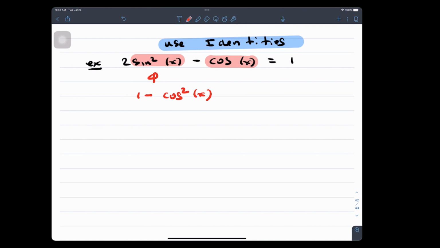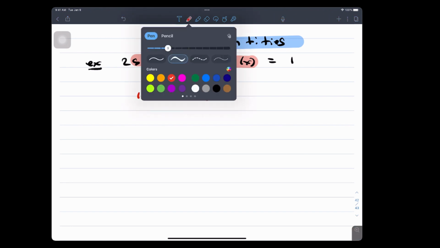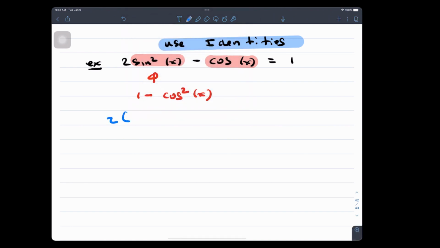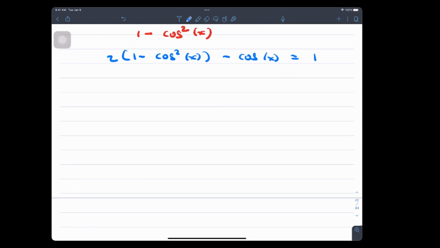This is your Pythagorean identity. Do you guys remember the Pythagorean identity? So by the Pythagorean identity, you have 2 times 1 minus cosine squared, minus cosine equals 1. You can now distribute here. So you get 2 minus 2 cosine squared minus cosine equals 1 now.